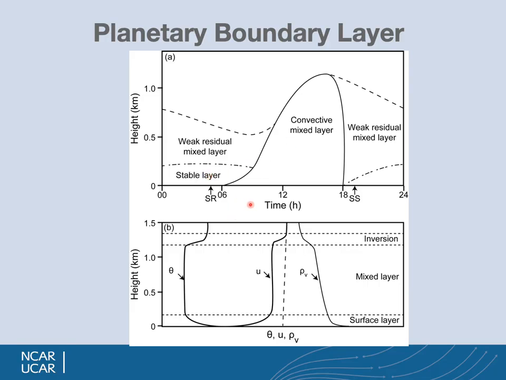In the mixed boundary layer, the profiles are very well mixed in terms of theta. The winds tend to be well mixed, and the moisture as well. And so this is achieved by deep and very strong eddies that the boundary layer scheme has to simulate as a subgrid scale process.